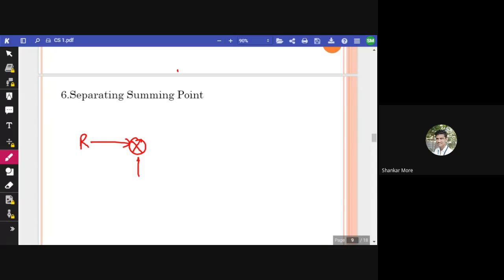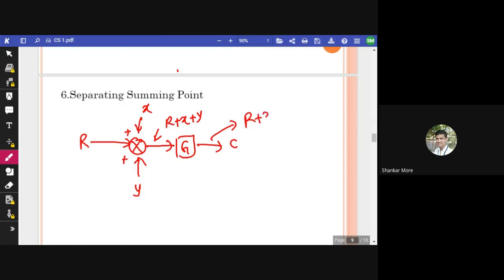We have a summing point which has two signals X and Y. Both are plus here, and then we have G, and then we have C. What will be the signal here? R plus X plus Y will be there, and the output will be R plus X plus Y into G. Now we have to separate these X and Y.